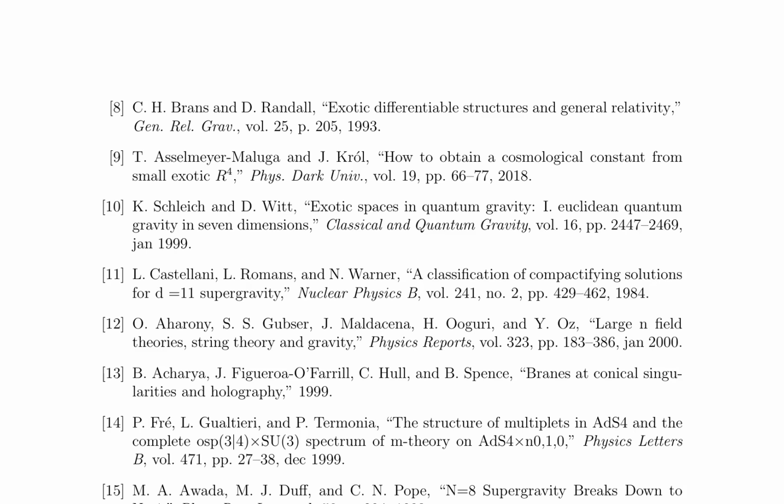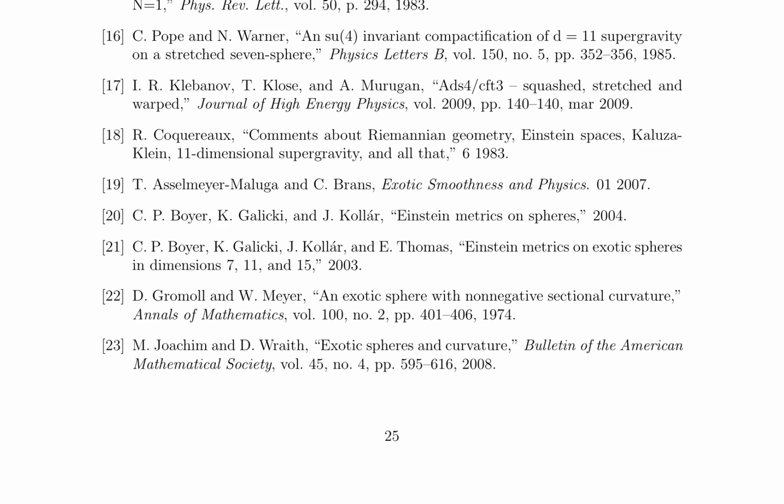In addition, the paper provides a comprehensive list of references, covering topics such as higher dimensional unification, Riemannian geometry, and Einstein spaces. These references include works by prominent researchers in the field, such as Percacci and Randjbar-Daemi, Castellani, Romans, and Warner, among others. Overall, the paper offers a detailed analysis of exotic spheres within the framework of Kaluza-Klein theories and supergravity, shedding light on their implications for our understanding of geometry, curvature, and compactification in high-dimensional theories.